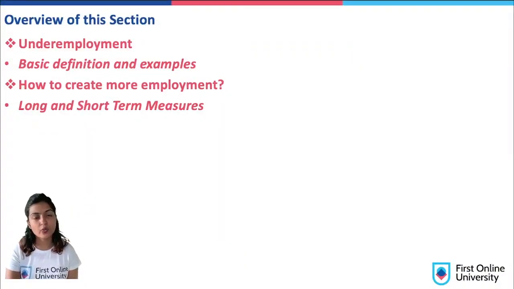Let us get on with the next section and see briefly what it is about. First, like we've seen this major term called underemployment, we are going to dig deeper into it. We're going to see the basic definition and the examples. Then we're going to see how to create more employment after evaluating the scenario of underemployment. Under that, we are going to see the different kinds of long-term measures and short-term measures that can be taken in order to create more employment.